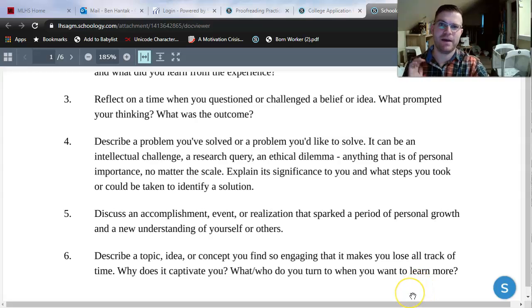And it's not just, hey, I'm passionate about this. It's, I'm so passionate about this thing that everything else takes a back seat to it when I'm looking it up, when I'm talking about it, when I'm doing it.